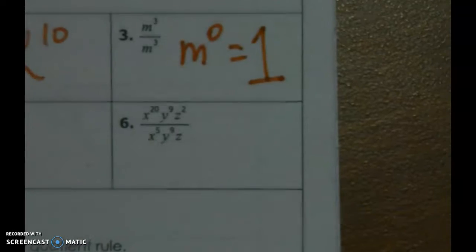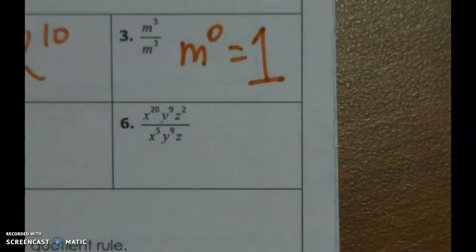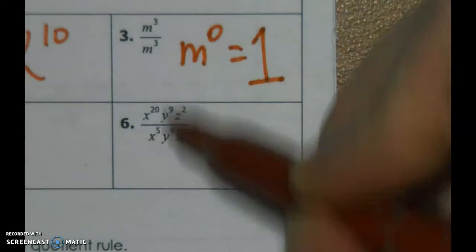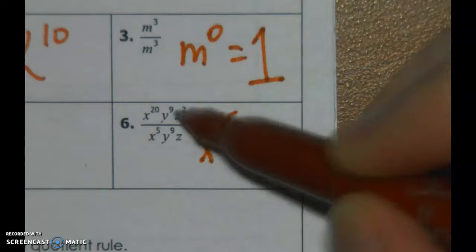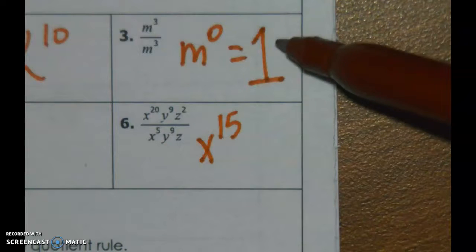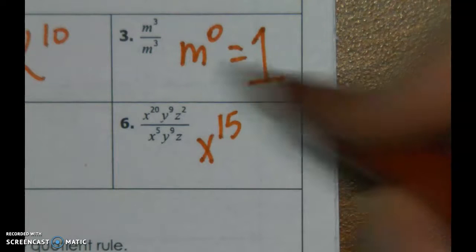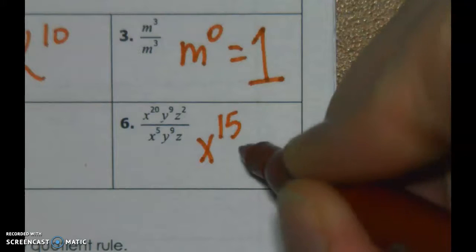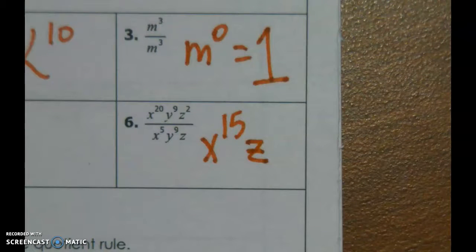Look at number 6. 6 looks scary. Let me zoom in here for you. All right, look at number 6. All we're going to do is subtract the parts as we go. So x to the 20th over x to the 5th gives us x to the 15th. Then y to the 9th over y to the 9th is just like this one, 0, and it turns into 1. Do we need to multiply by 1? No, of course not. Then 2 minus 1 is just 1, and I don't need to write the 1 up there. So you should have x to the 15th times z.